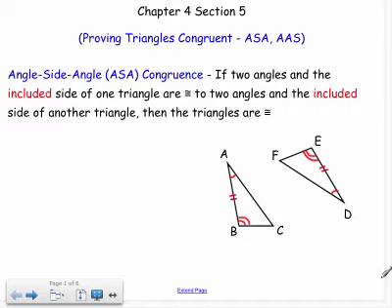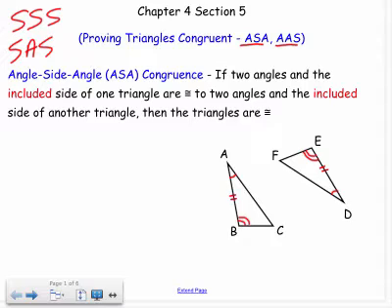So far, we've covered 2 of the 4 ways of proving triangles congruent, right? The other day we did side, side, side, and side, angle, side. Today we're doing the final 2: angle, side, angle, and angle, angle, side. All right? And those are the only 4 that we can use.